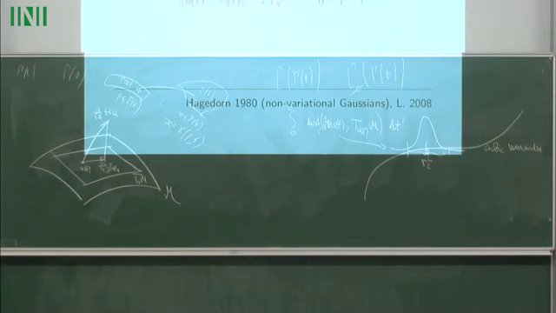So in principle, this is an old result for non-variational Gaussians, where the position and momentum parameters evolve according to the classical equations of motion; this was proved by Hagedorn. But there's a new result which actually came as a surprise to us and which has a more complicated proof.